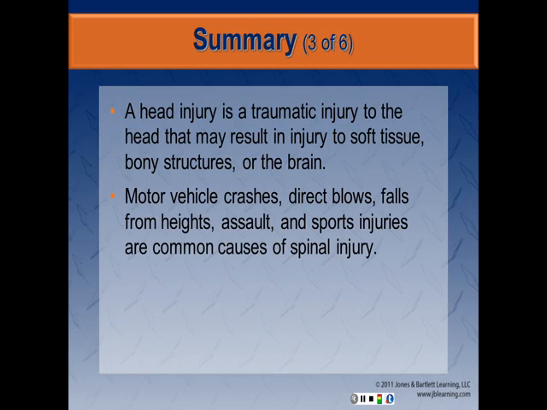A head injury is a traumatic injury to the head that may result in injury to soft tissue, bony structures, or the brain. A traumatic brain injury is a severe head injury that can be a life threat or leave the patient with life-altering injuries.